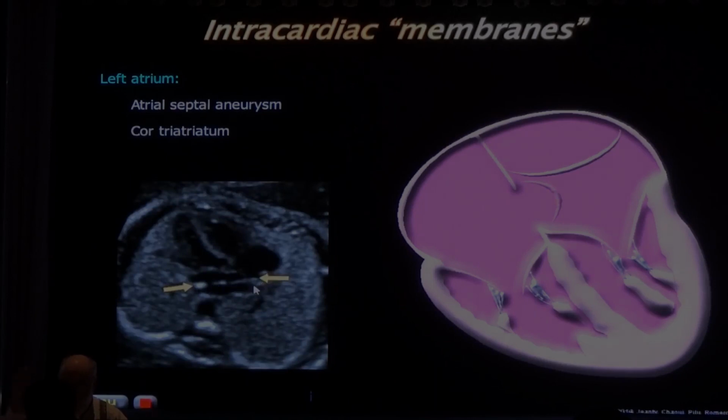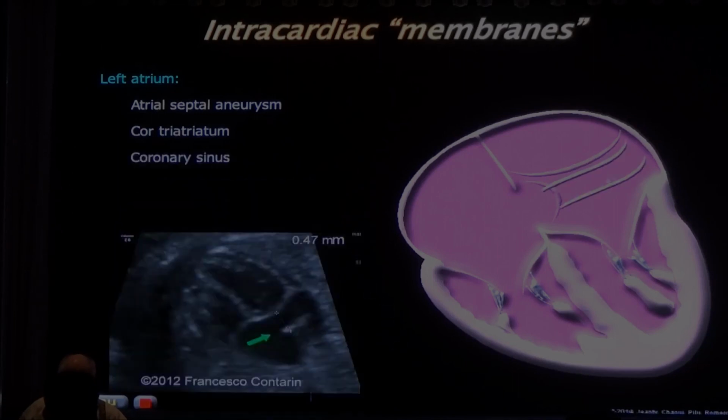Remember I told you about the pulmonary veins joining the back of the left atrium, and sometimes you can see this remnant of a membrane over here. Now, in the fetus, this is usually not a problem because the fetal lung circulation is low flow, not small flow. But when the baby is born, the orifice here may be restricted, and so this baby may develop cor triatriatum. So those babies need to be rescanned after birth.